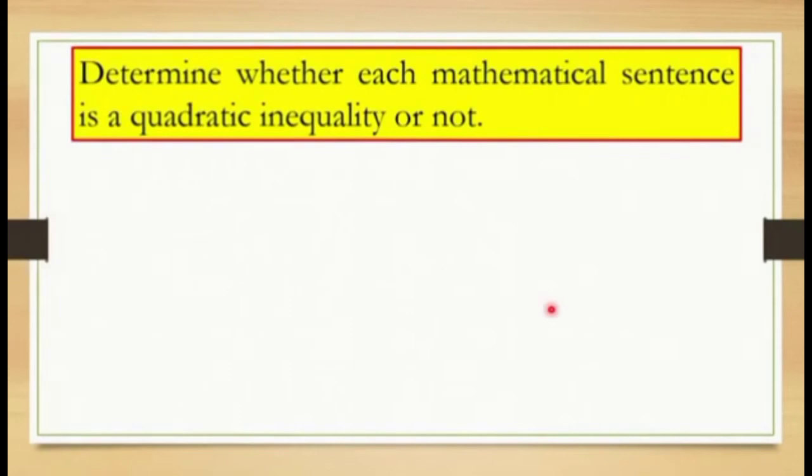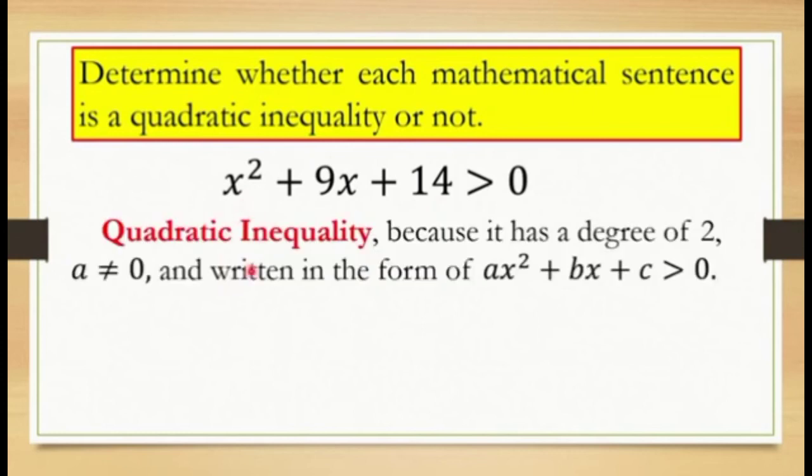Okay, determine whether each mathematical sentence is a quadratic inequality or not. So I have here x squared plus 9x plus 14 is greater than 0. Is this a quadratic inequality? Yes, because of the symbol and because our degree is on the second degree. So this is a quadratic inequality because it has a degree of 2 and your a is not equal to 0. Why? Because this is 1. And it is written in the form of greater than.